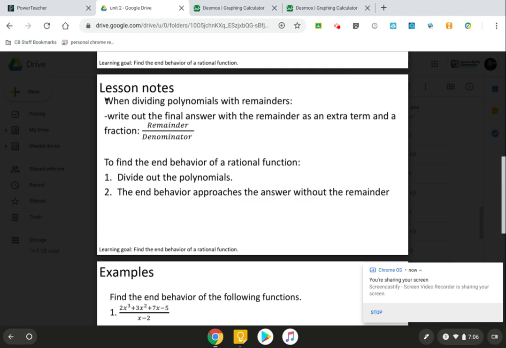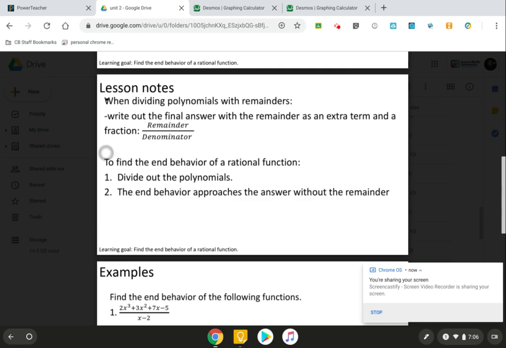Remember, end behavior is what happens at the ends, what happens as x gets really, really large in the positive direction, or what happens as x gets really, really small or large, I guess you could look at it that way, in the negative direction. And it involves polynomial division, which we've talked about before.